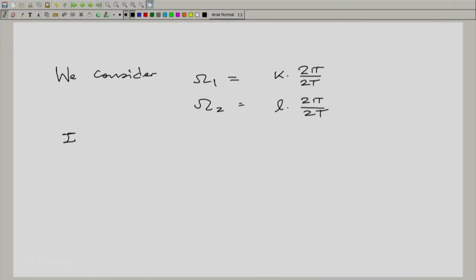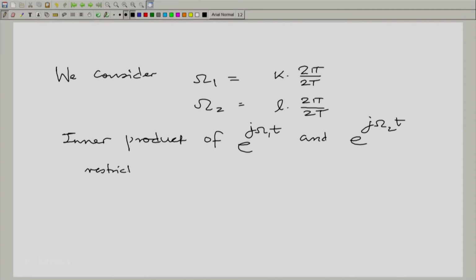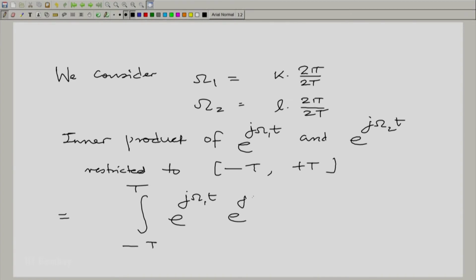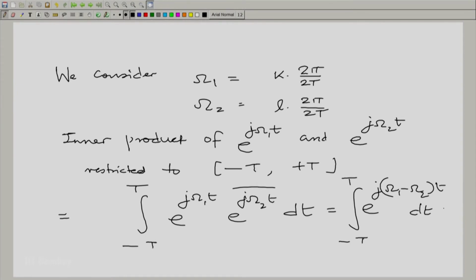And now it is meaningful to talk about the inner product of e raised to the power j omega 1 t and e raised to the power j omega 2 t restricted to the interval minus T to plus T, and that is going to be the integral from minus T to plus T of e raised to the power j omega 1 t times e raised to the power j omega 2 t conjugate dt, which is very easy to evaluate. In fact, it is the integral from minus T to plus T of e raised to the power j (omega 1 minus omega 2) t dt. And of course, there are two possibilities here.